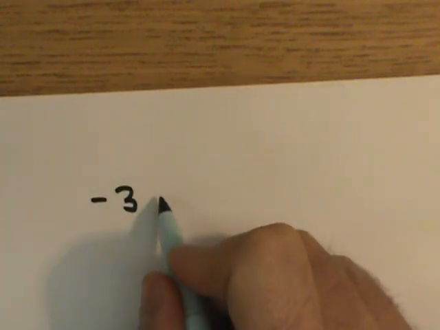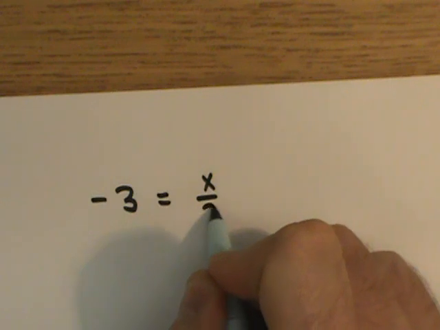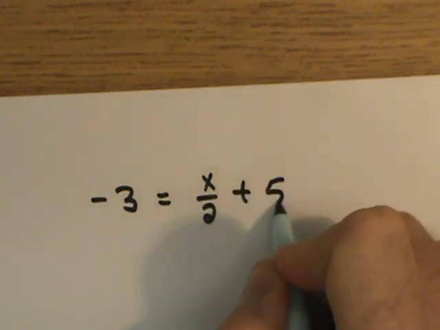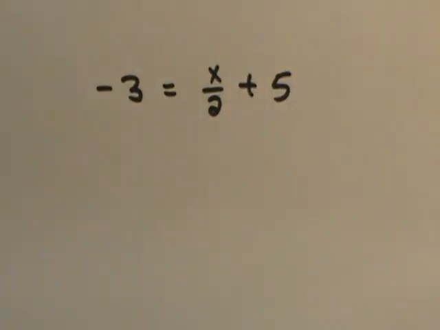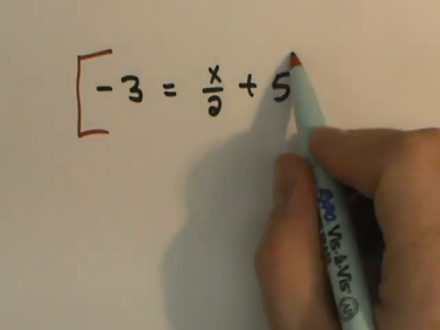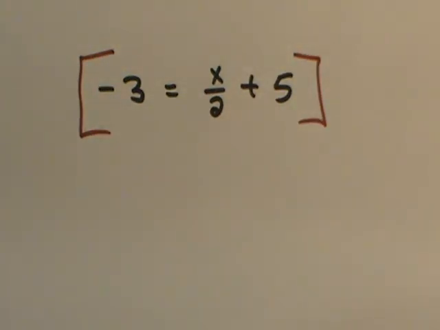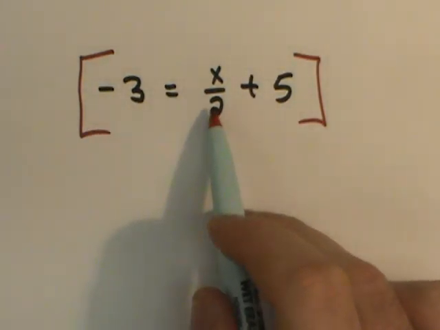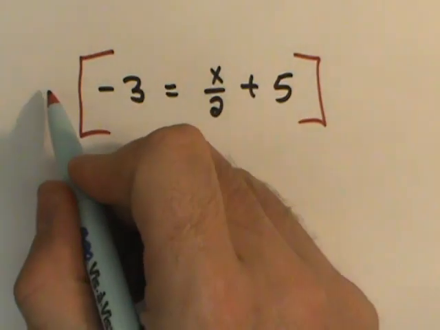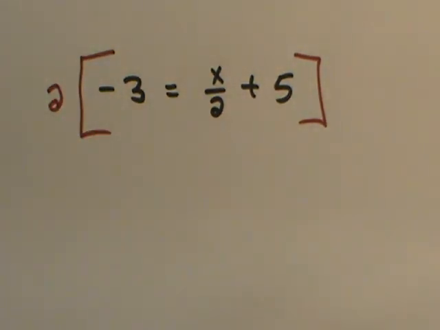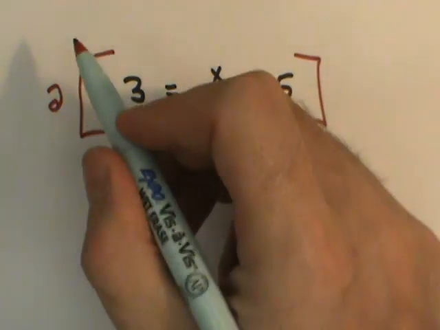Maybe we'll have something like this. It'll say negative 3 is equal to x over 2 plus 5. When I see fractions, my first step is always to remove those fractions. So I multiply by a common denominator. In this case, the common denominator in the problem is 2. So I multiply by 2, and I distribute to each and every term.